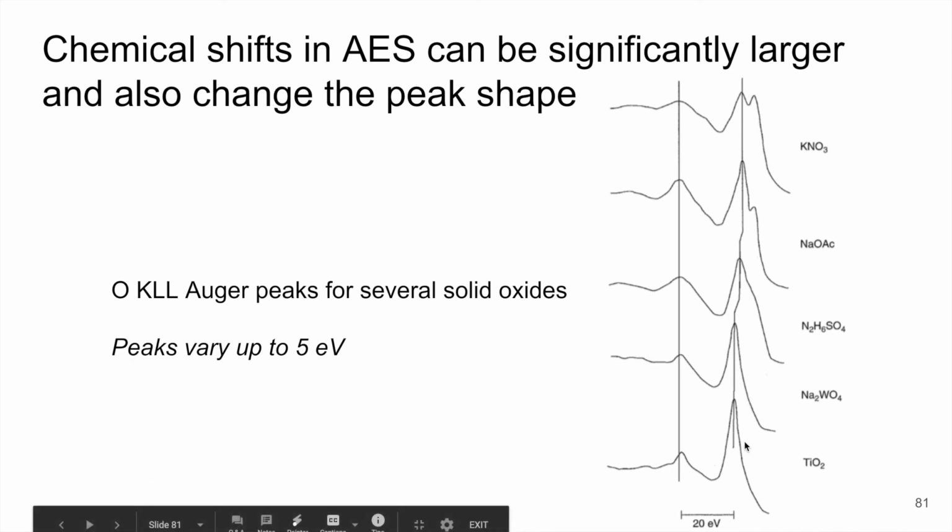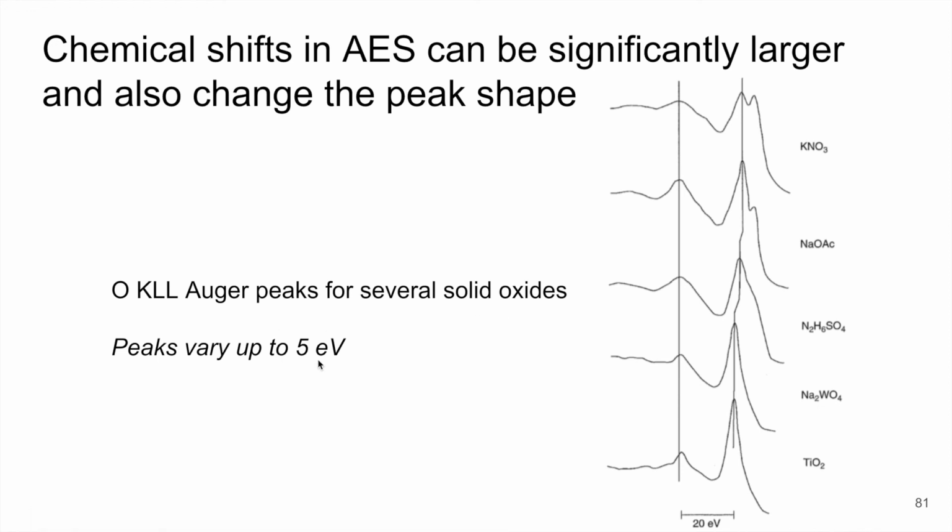This is that oxygen KLL-OJ peak for various oxides. We see peaks vary about 5 electron volts, and they can also vary in shape depending on what the local environment is. We won't talk as much about AES in terms of these peak shifts, but just keep in mind that it can be quite large and affect the peak shape as well.